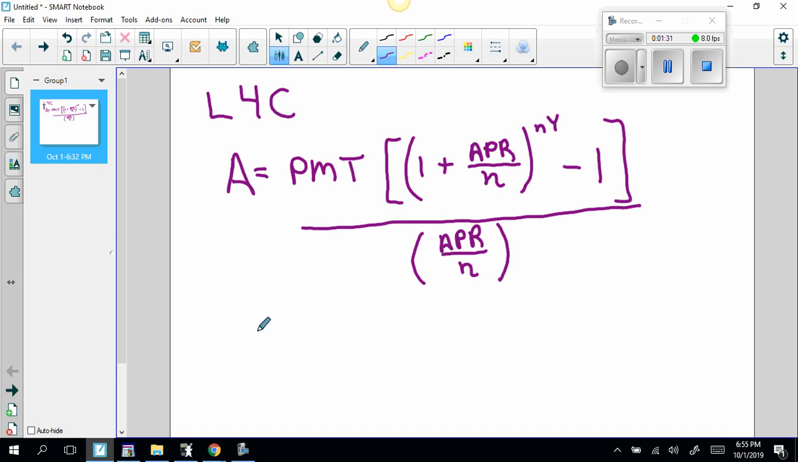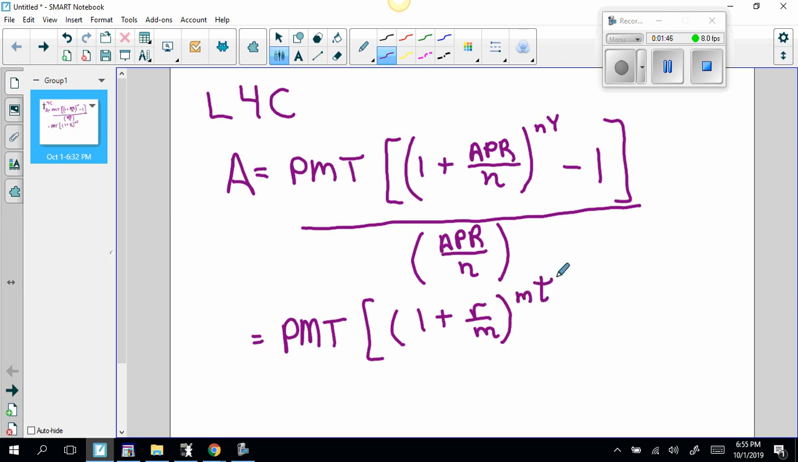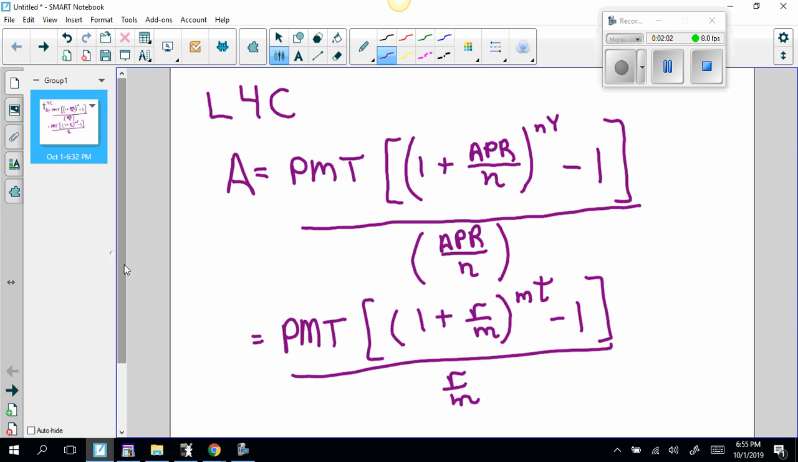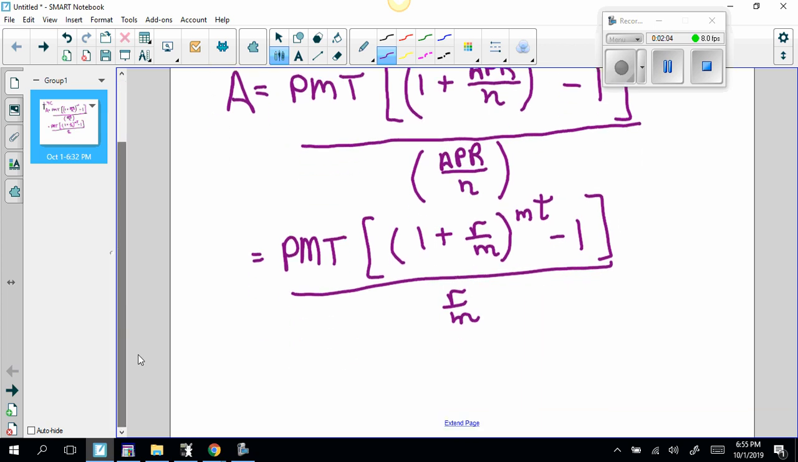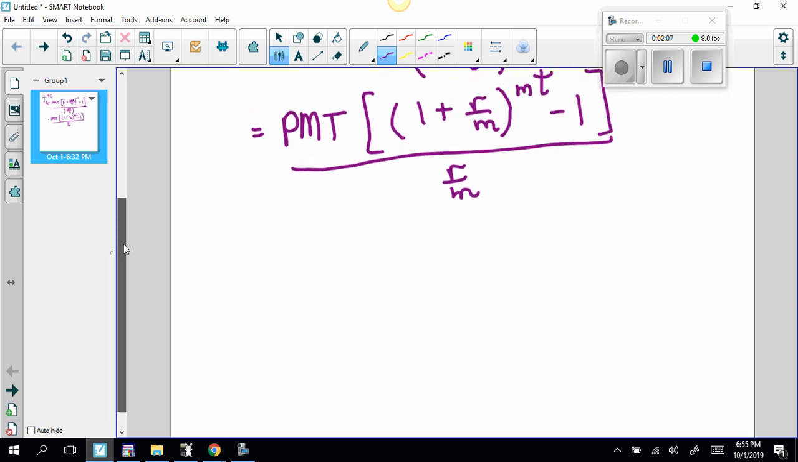Now that's the book's. I do like the PMT, standing for payment. I like 1 plus R over M, where M is my compounding periods, to the MT, where T is time in years, minus 1 over R over M. I think mine's better. Okay, so let's just get right on it. We're going to plug in a bunch of stuff, and then we're going to get an answer. It's a really cool formula, actually. So here we go.